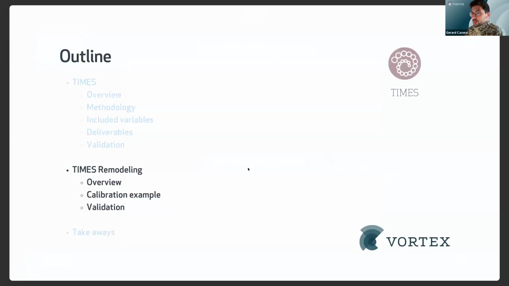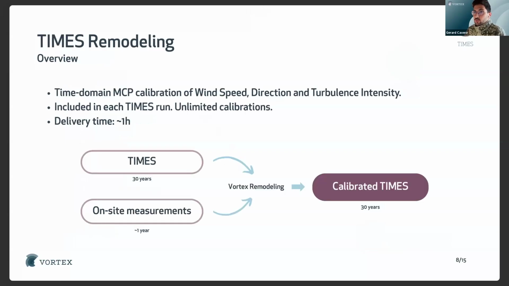Now I will introduce the Times remodeling, which is this feature included in Times to calibrate the time series with on-site measurements. So as I said, it's our internal MCP approach, and it's focused not only on wind, but also on wind speed standard deviation. Therefore, you can also calibrate the turbulence intensity in Times.